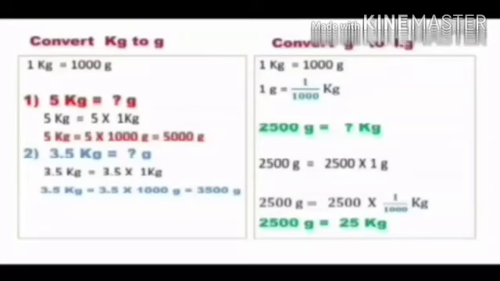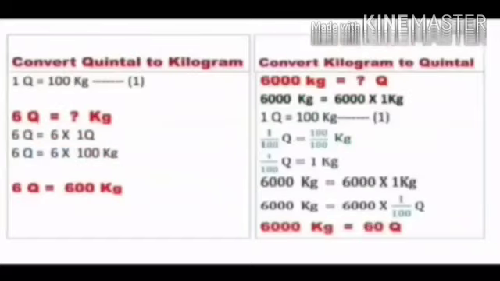We have a decimal point. After one decimal place, we obtain 3500. So 3.5 kilogram is equal to 3500 grams. I will let you understand about the conversion of quintal to kilogram and kilogram to quintal.